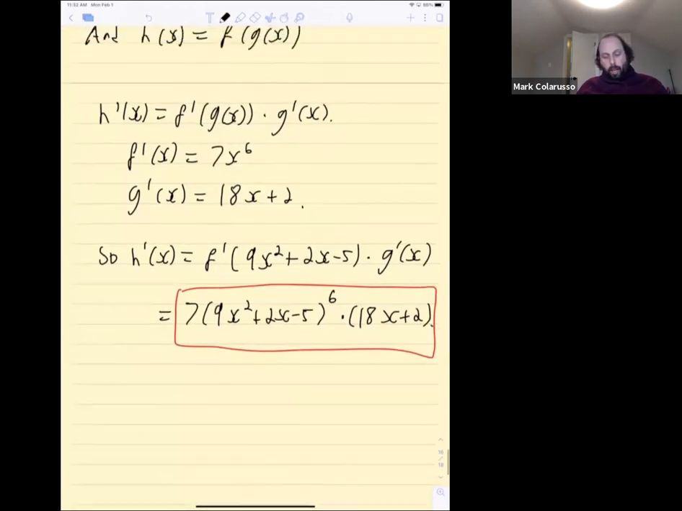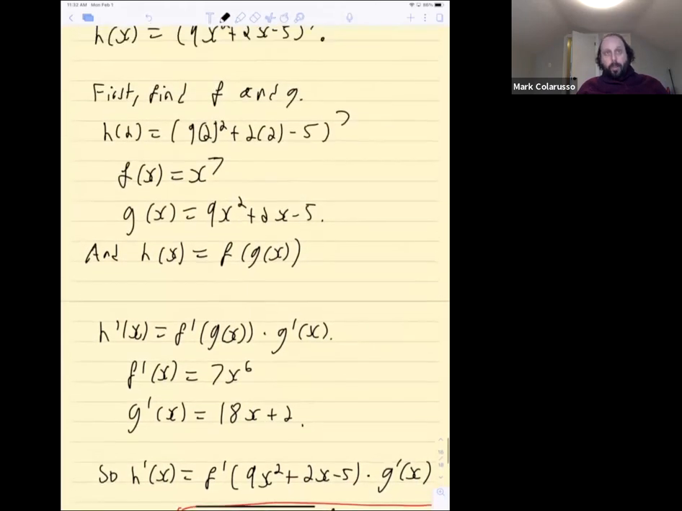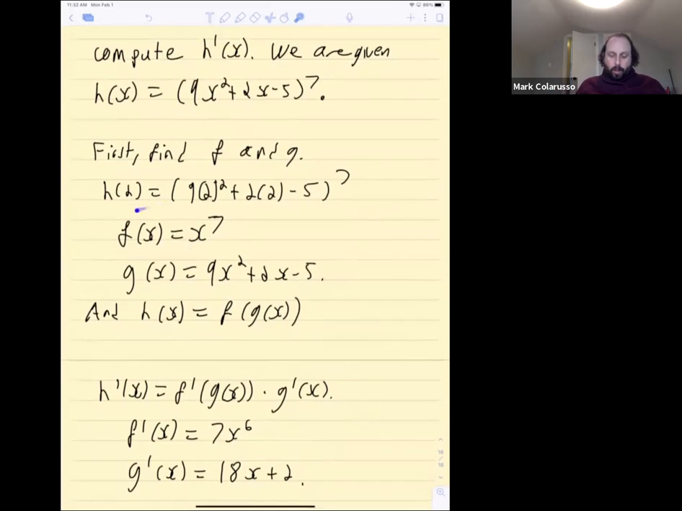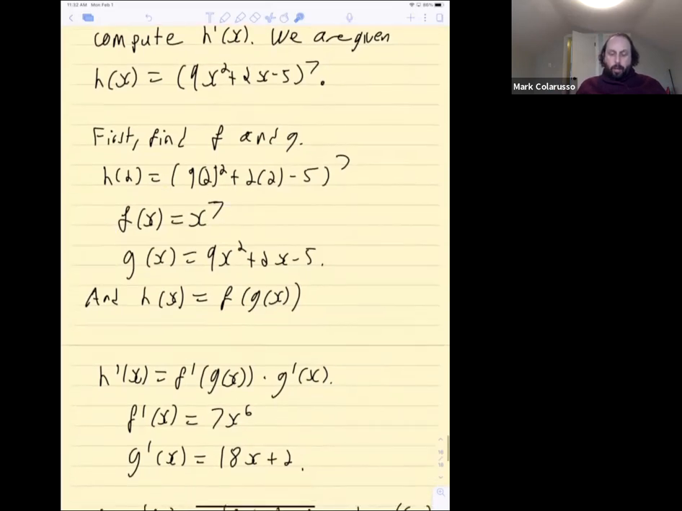Okay, so again, this was a little bit more involved because we were given this h here, and we had to figure out what the pieces were in the composition. And we did that by playing our little calculator game, I call it calculator game, thinking about plugging in a value and evaluating at the calculator. The last thing we would hit is raised to the 7th. So the outermost function of the composition is x to the 7th. And the innermost is the first series of computations we did, which is 9x squared plus 2x minus 5.